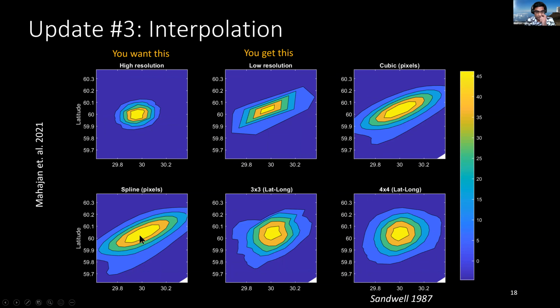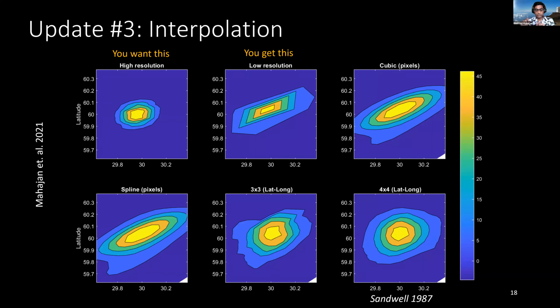The other interpolation we used was spline interpolation to oversample this low resolution image. And it doesn't look like the high resolution image at all. It's still stretched in a direction away from the center. So then what we decided to use was a more computationally expensive, but a bit more accurate procedure that was proposed by Sandwell in 1987. This is a scattered interpolant. It takes into account the actual distances between pixels because they aren't equidistant on the solar image.